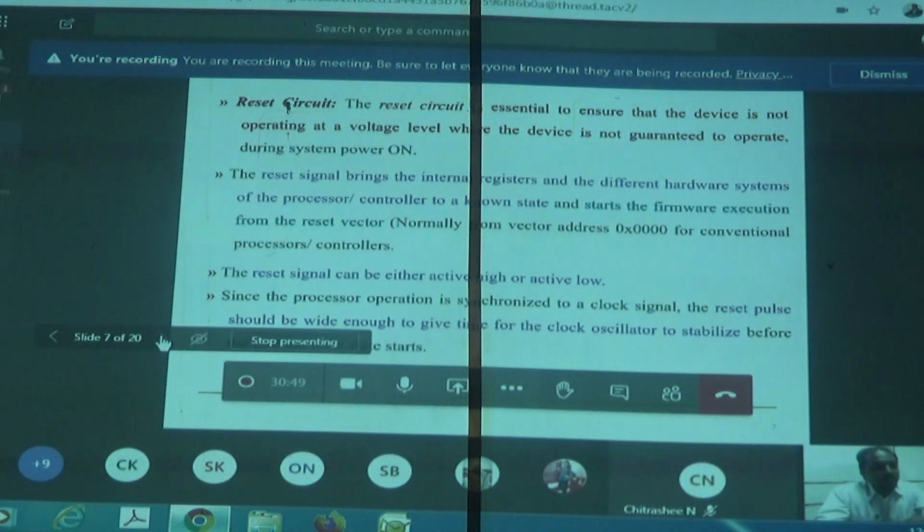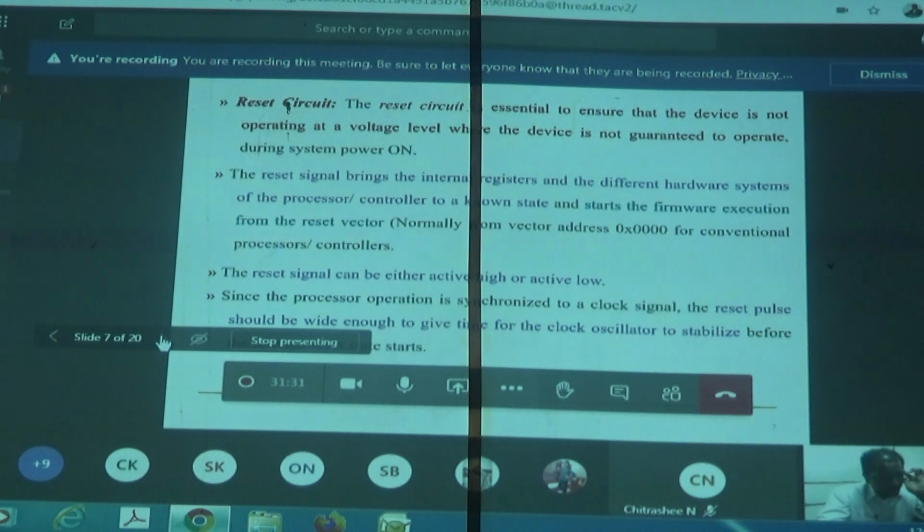The reset circuit is essential to ensure that the device is not operating at voltage levels where the device is not guaranteed to operate during system power on. Now, if the system is specified to work at 240 volts, it has to work at 240 volts itself at the time of startup. If it is working above 240 volts, then immediately this reset circuit is going to reset the system such that no damage will happen to the hardware components, the software tools, and the software components.